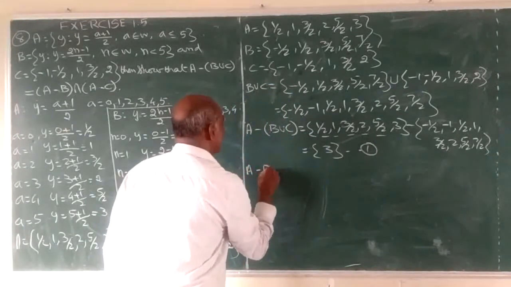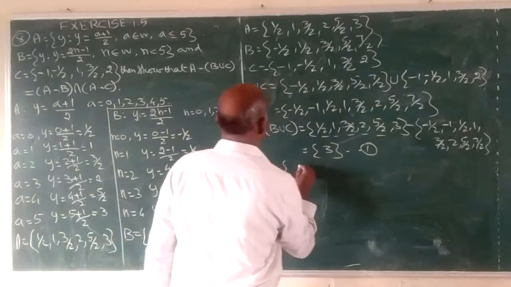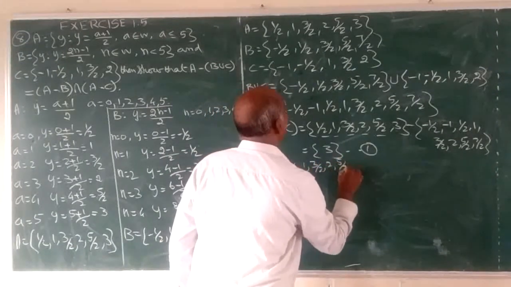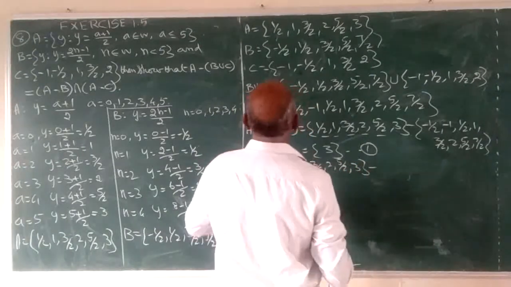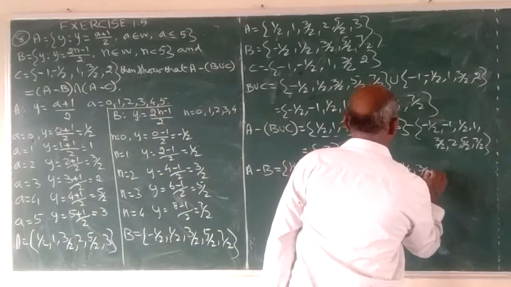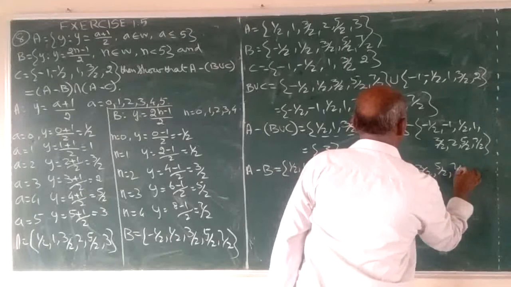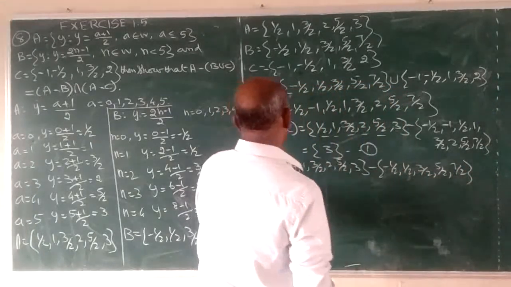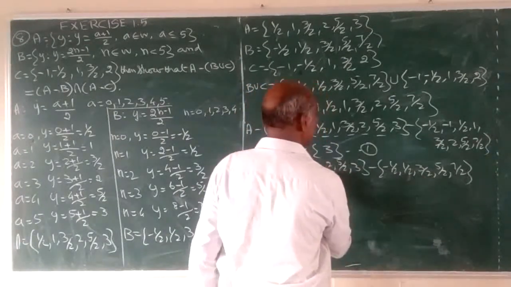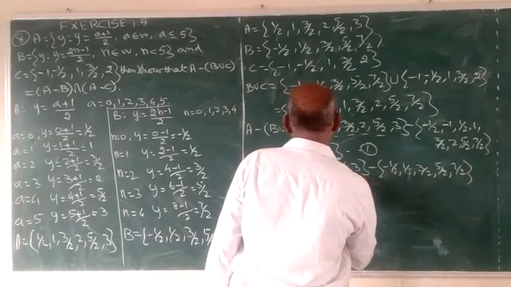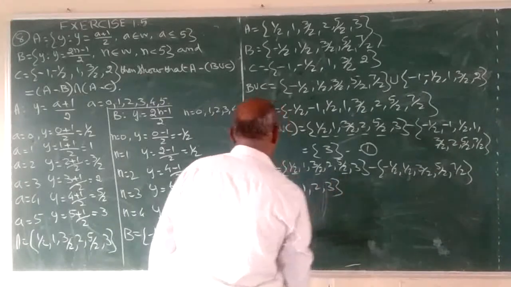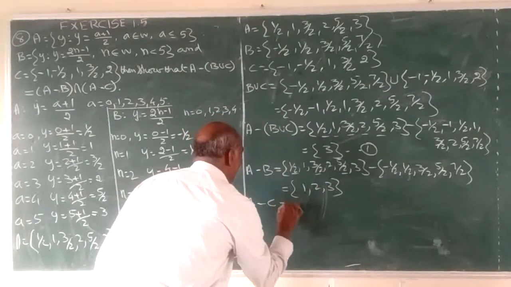Now find A difference B. A is 1 by 2, 1, 3 by 2, 2, 5 by 2, 3. Difference B: minus 1 by 2, 1 by 2, 3 by 2, 5 by 2 and 7 by 2. Difference: 1 by 2 is there, 1 is not there, 3 by 2 is there, then 5 by 2 also there. So the rest is 1, 2, 3.